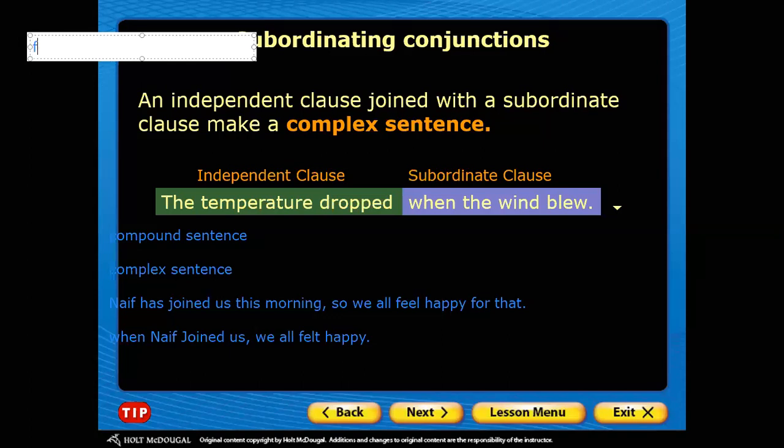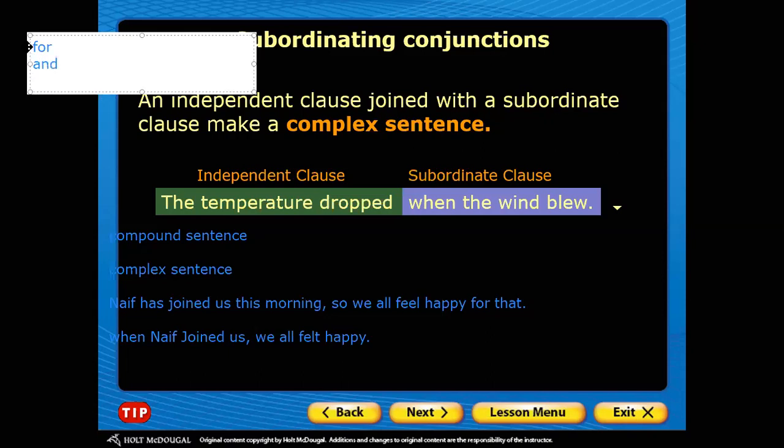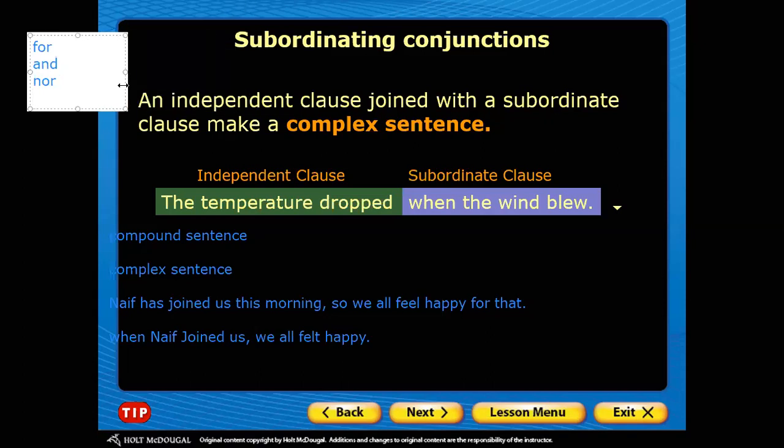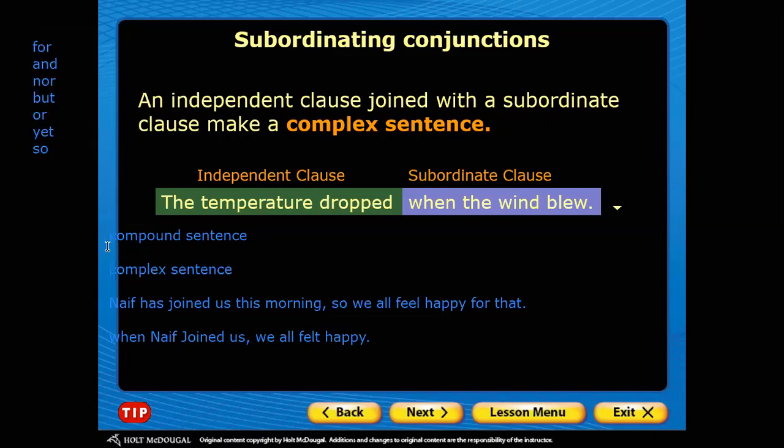F for for, A for and, N for nor, B for but, O for or, Y for yet, and S for so. Very good, Hamad, thank you. So can you give us a very simple rule here, Aziz?